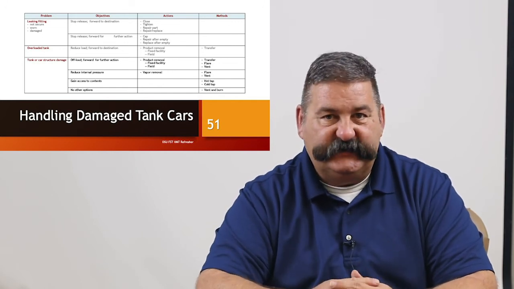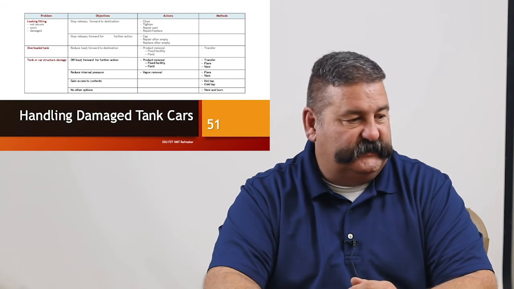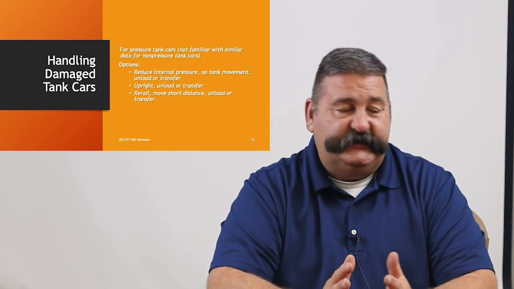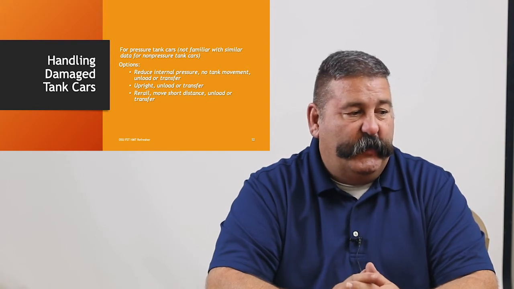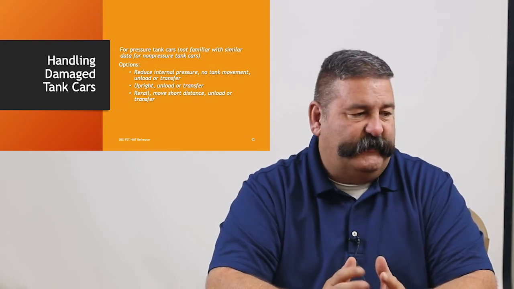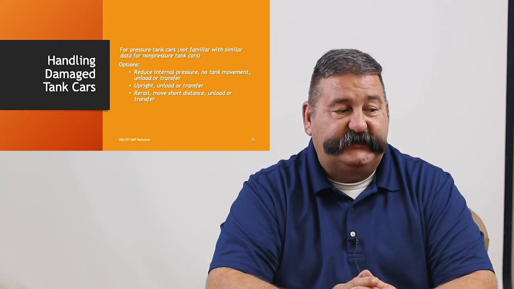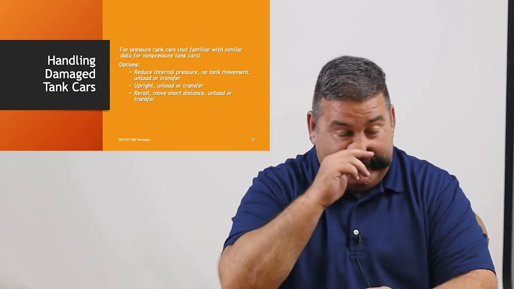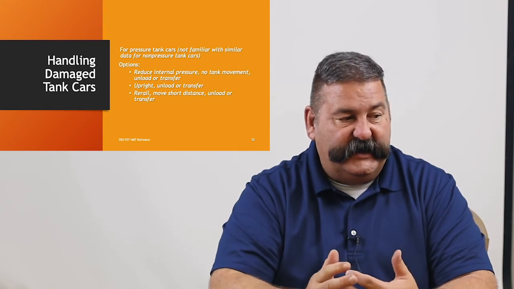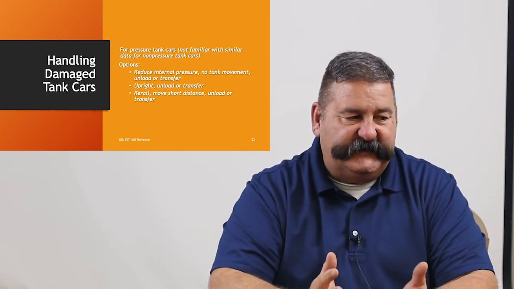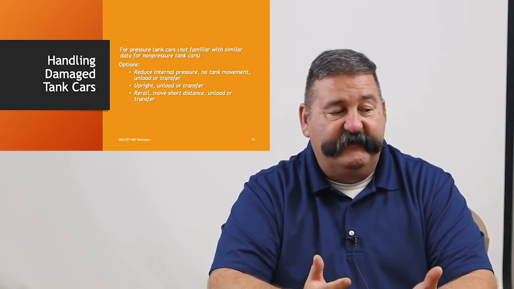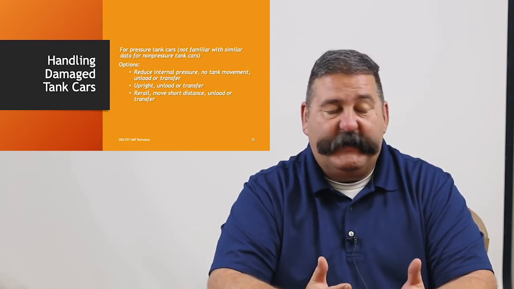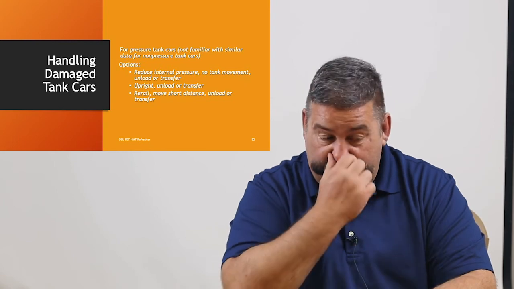Isolation and evacuation is the one that we've hit really hard today. So when we look at pressure tank cars, for example, we have those options. Maybe we can reduce the internal pressure, or maybe there's no tank movement, unload, or transfer that can take place. Maybe we can look at uprighting, unloading, or transfer. Maybe they can be re-railed, moved a short distance, and unloaded somewhere else. These are all options, but keep in mind, these are options that will be discussed with the railroad.